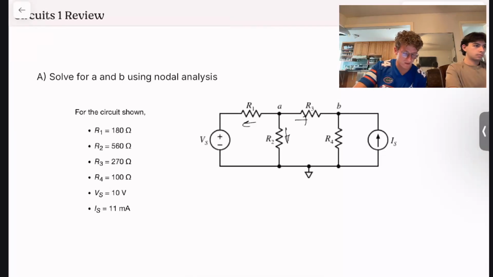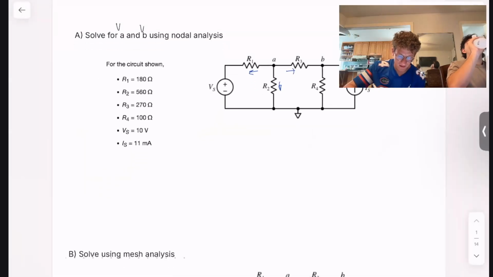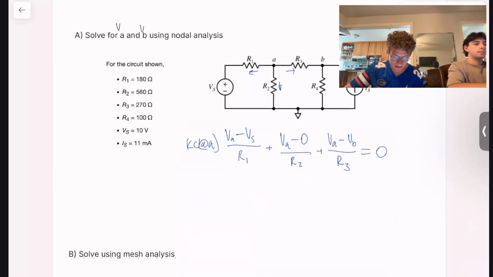This question wants you to find the voltages at nodes A and B using nodal analysis. So first things first, we're going to have to set up our KCL equations. We'll start with the voltage at node A. We're going to have all of the currents coming out of this node sum to equal 0. So let me just draw that. And what you get out of this KCL equation should look something like this.